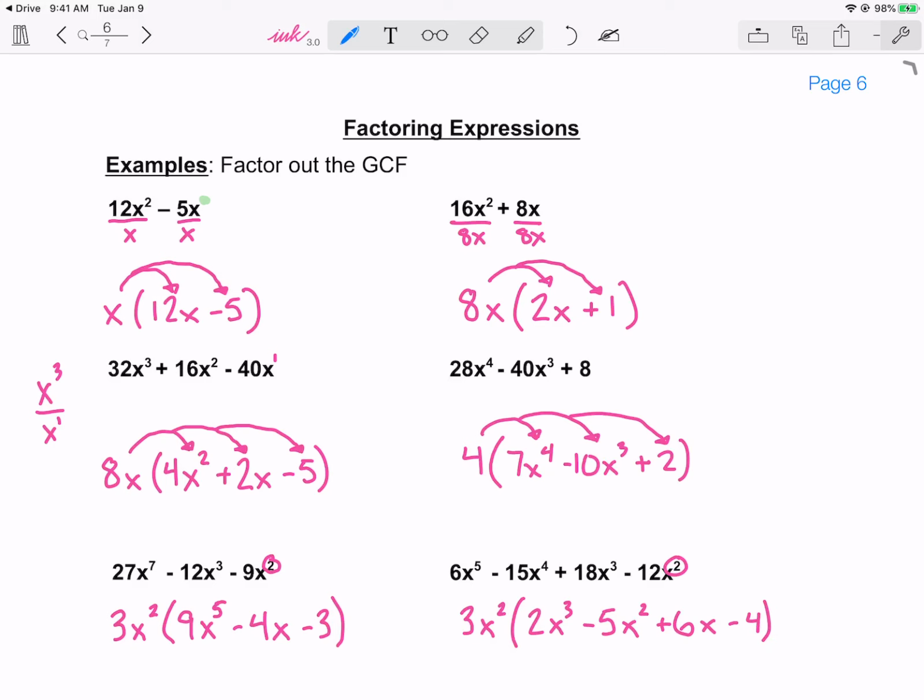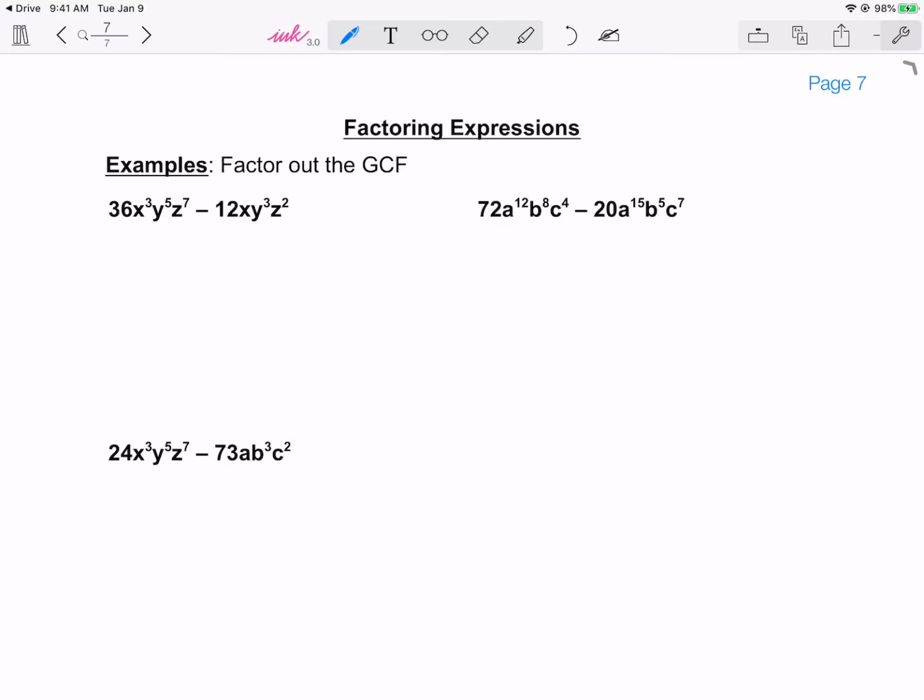So these ones involve coefficients, x's, and then additional variables. So all my rules are still the same. What's the greatest common factor between 36 and 12? Well, 12 goes into both of those numbers. Then, what's the smallest exponent on x's? Well, it's 1 here, so I can only pull out a single x. And then what's the smallest exponent on the y's? Well, it's 3, so I can only pull out 3y's, or y cubed.